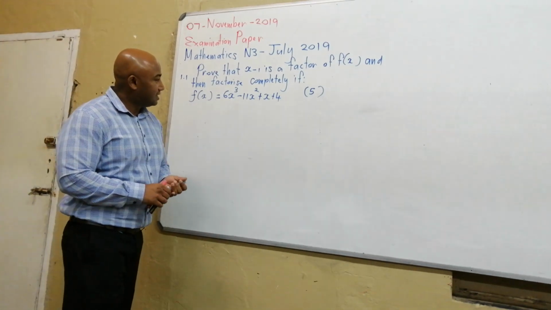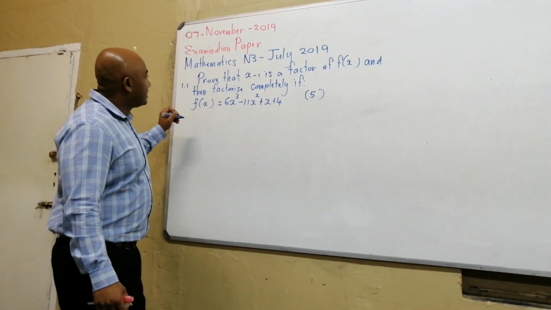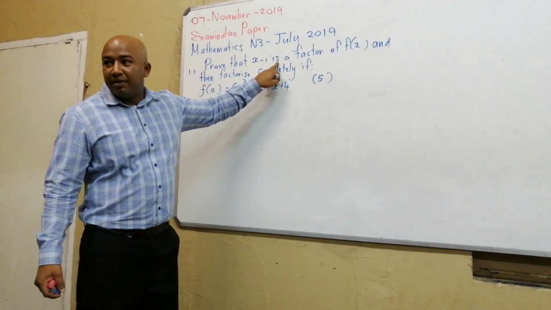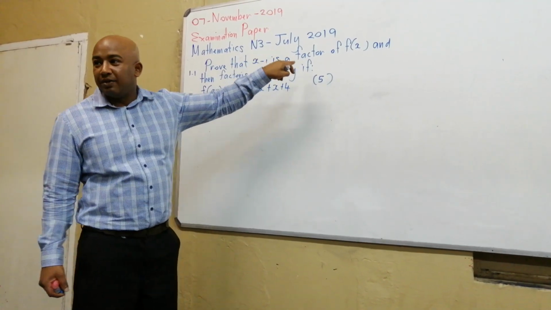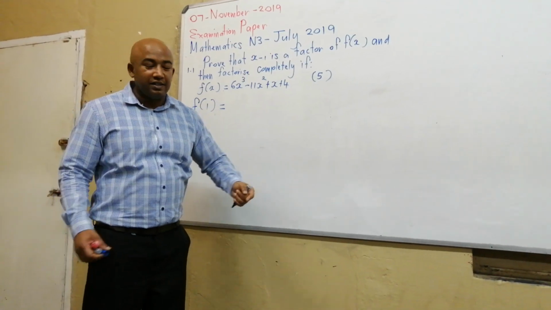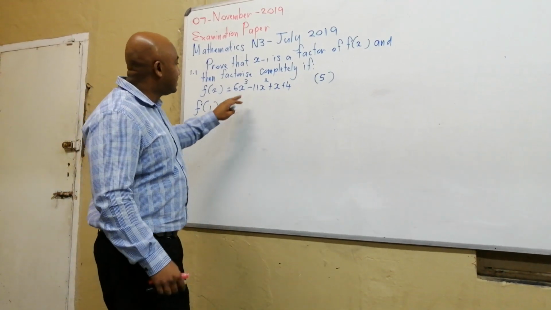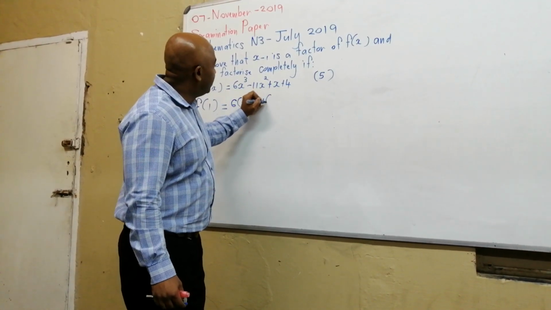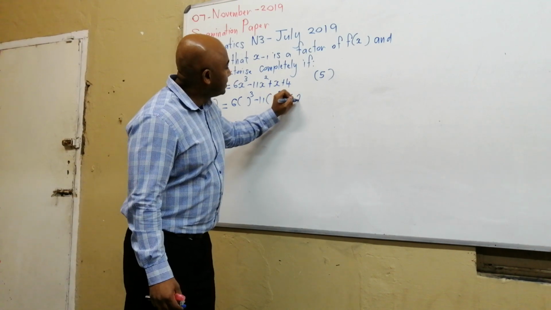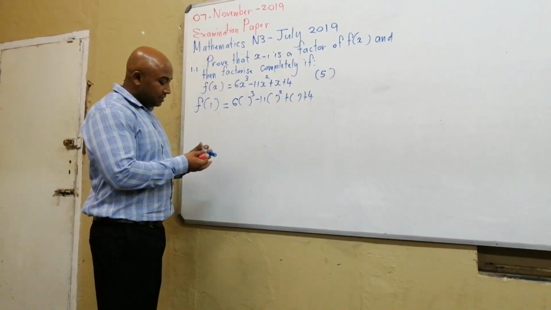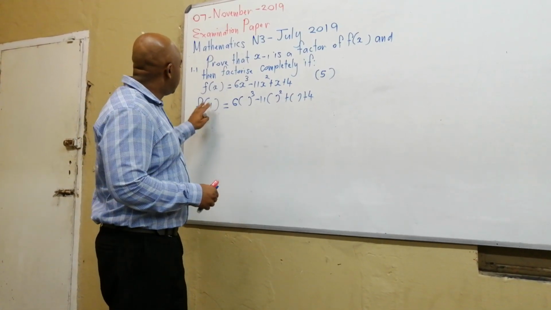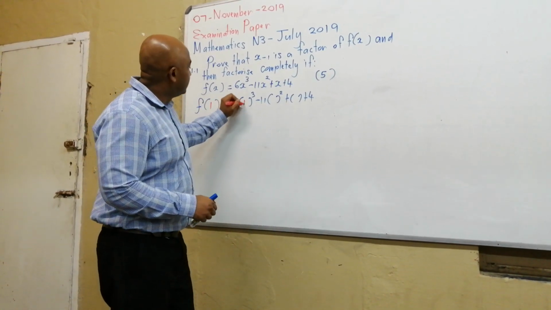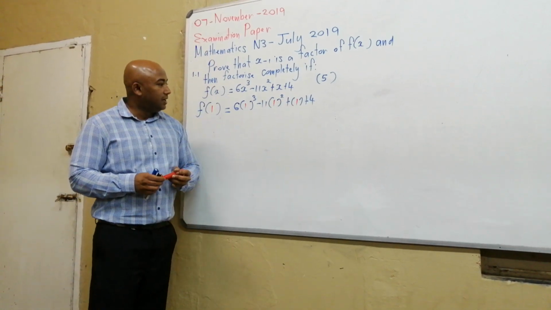What we can do is substitute f of 1, because we have x minus 1. If I had x plus 1, then I would substitute minus 1. So if I substitute f of 1 here, let's see what we get. That will be 6 times x cubed minus 11 times x squared plus x plus 4. All I'm doing is replacing x with 1. Wherever I see x, I put 1.